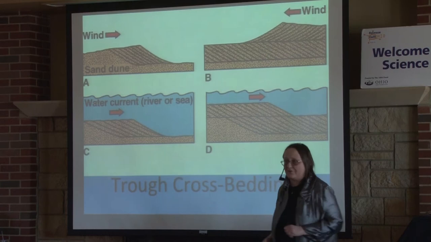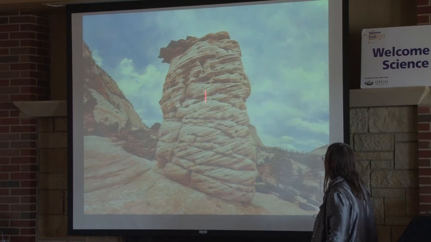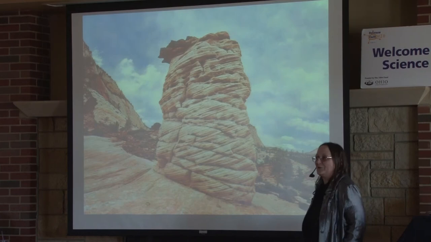So you get erosion, and you get some really pretty-looking stuff. This is also from Zion, my personal picture here. And so these are trough cross-bedded beds, but everything around it is gone. They're like a little column of it, so it's really cool looking, okay?